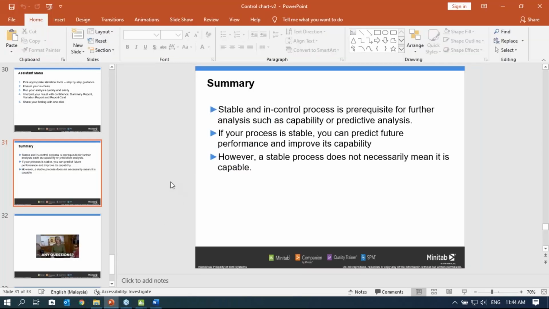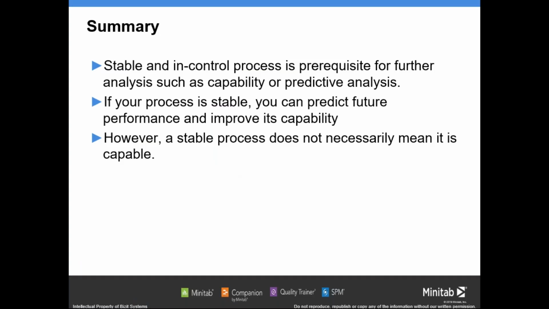Then for the summary here, okay. A stable and in control process is a prerequisite for further analysis such as capability or predictive analysis. If your process is stable, you can predict future performance and improve its capability. However, a stable process does not necessarily mean that it's capable. So the control chart is a crucial tool before you go for further analysis, let's say you want to go for capability or predictive analysis.